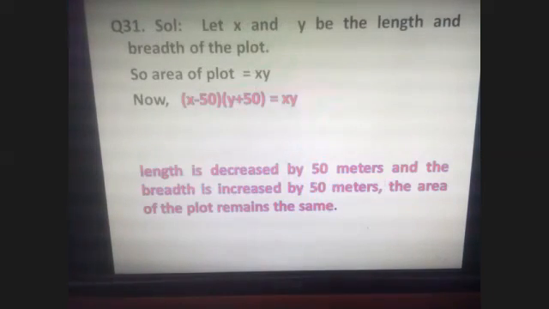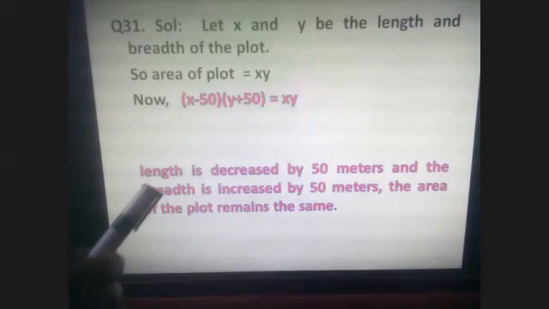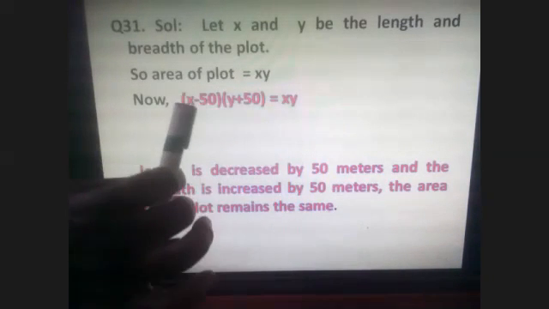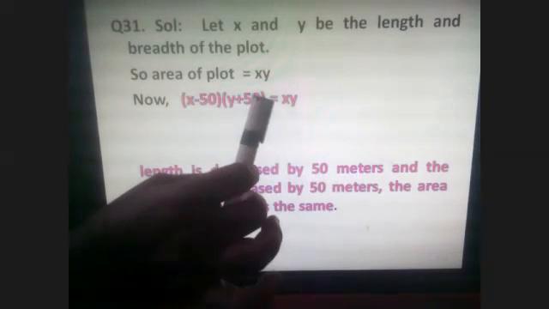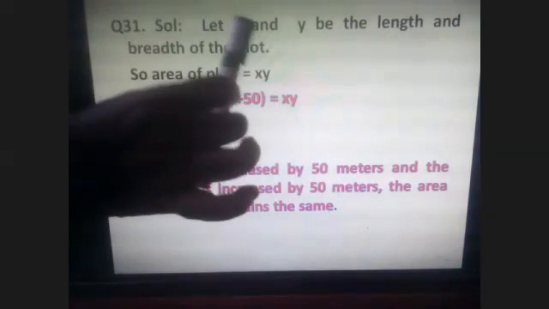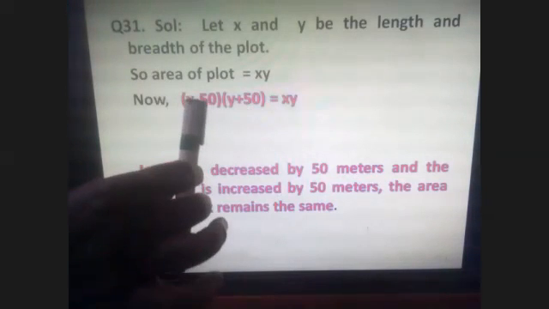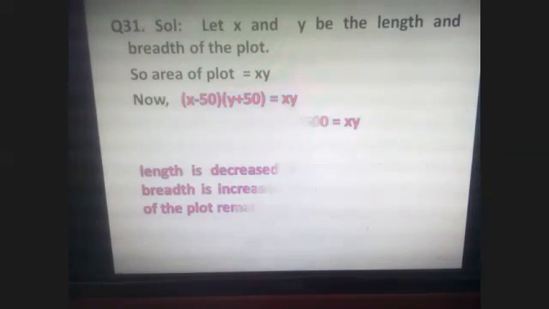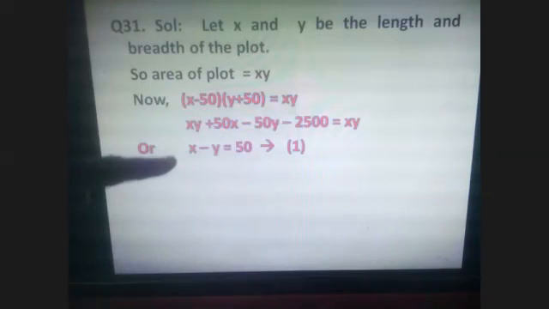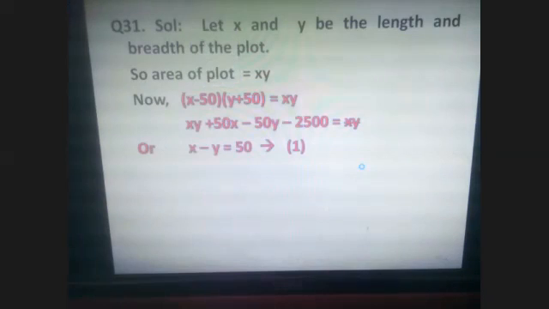First of all, we have let x and y be the length and breadth. So area is xy. From this, length is decreased by 50, x minus 50, and breadth is increased by 50, so y plus 50. The product is xy, because if x and y are the length and breadth, area is xy. So length is decreased by 50 and breadth is increased by 50, area remains same. When you simplify, xy cancels, you get x minus y equal to 50. Further, go for the next equation.